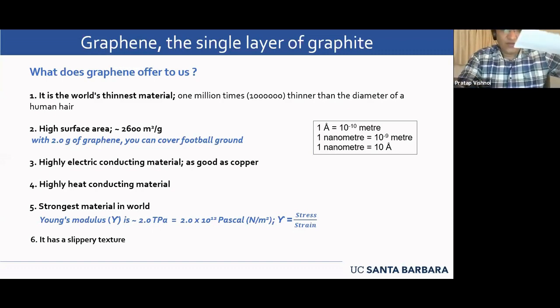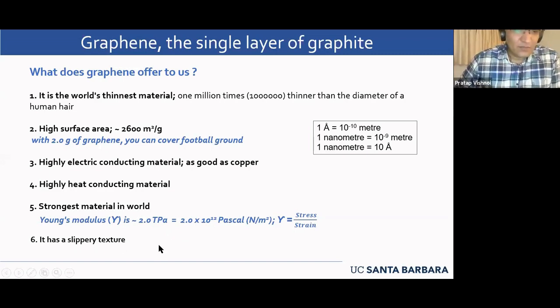And then you divide stress by strain, you will get Young's modulus. So there's no other material which has a greater Young's modulus than graphene. Of course, I think before the discovery of graphene, diamond used to be the strongest, which has 1 terapascal Young's modulus.